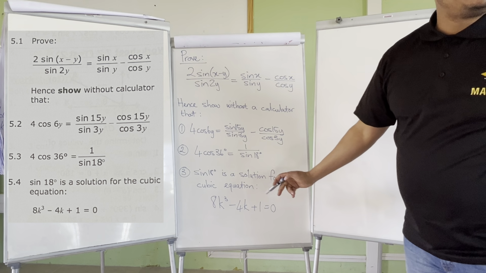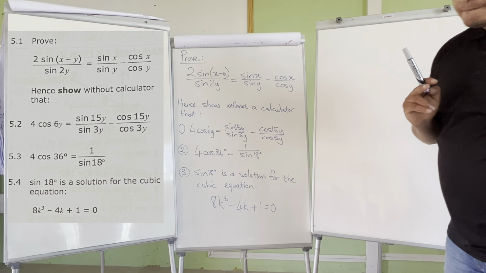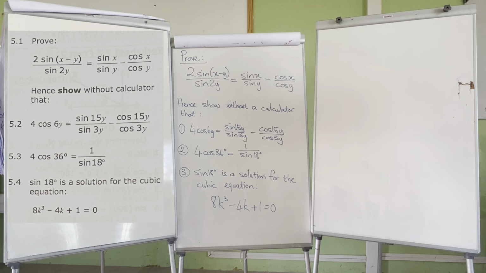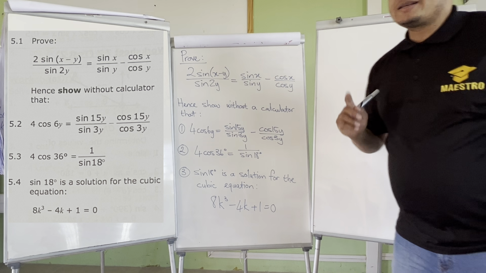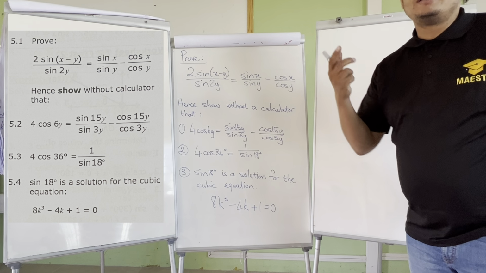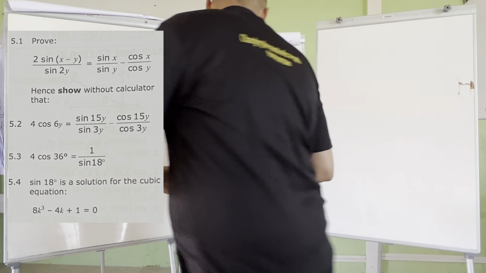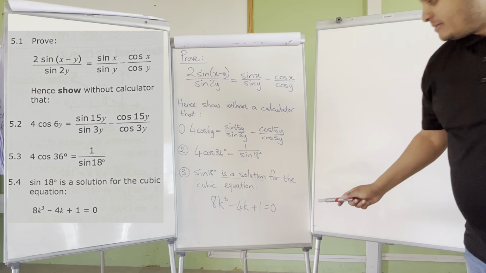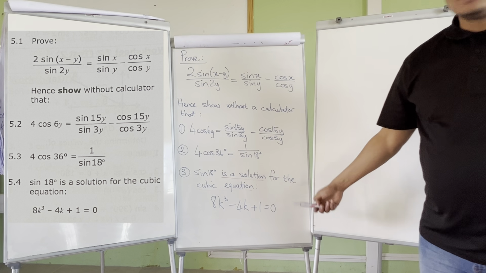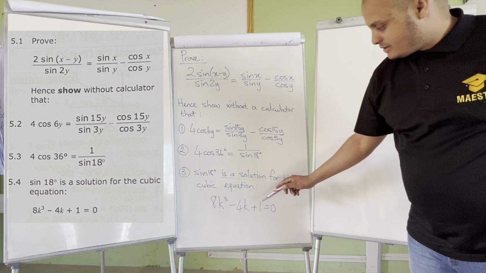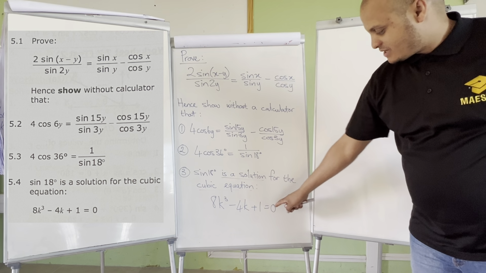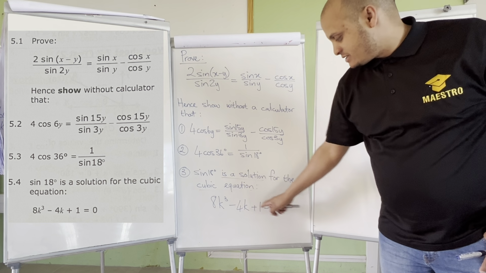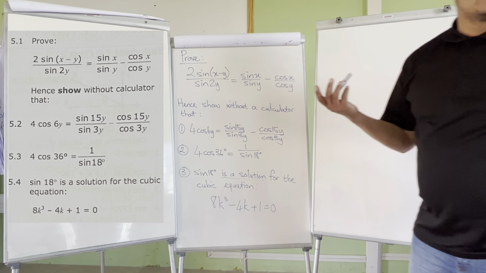Do they basically mean that this expression must be equal to sine 18? Why do they say sine 18 is a solution for the cubic equation? Let's quickly explore what that means. What does it mean, is a solution? If something is a solution for this equation, remember this is an equation, it's equal to 0, so if you substitute the value for k, it must make it equal to 0. Then it's a solution. If I put in 3 in here and this thing does not equate to 0, then 3 is not a solution.